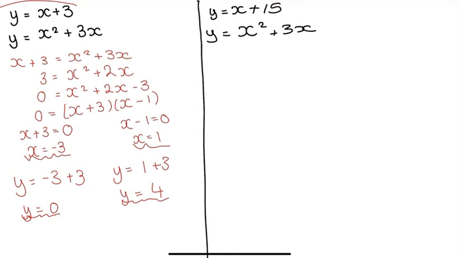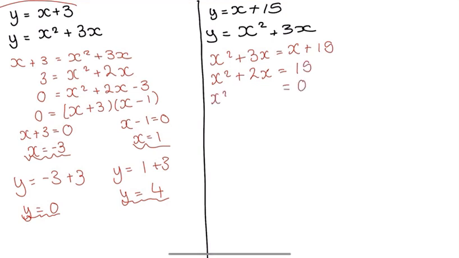Now these equations are very similar to what we did before. We know what y equals in both cases, so we can just set them equal to each other. So I've got x squared plus 3x is equal to x plus 15. And we can go ahead and get everything on one side. So first of all, I'm going to get rid of that x by taking it away from both sides. And then making it equal to 0, I'm going to take that 15 away from both sides. So you should get x squared plus 2x minus 15.